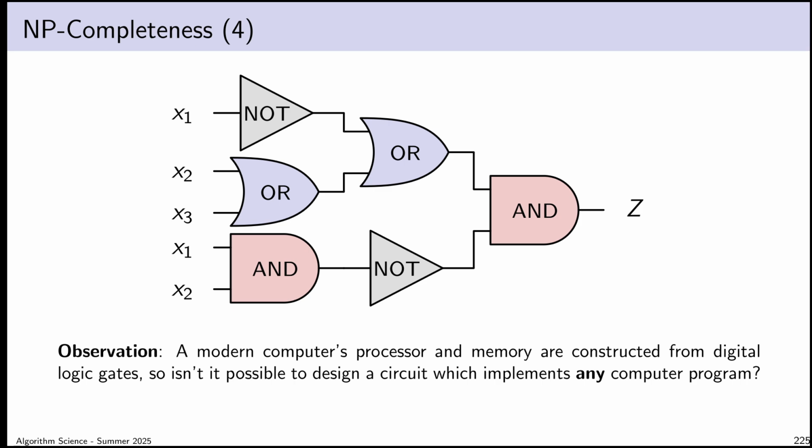But it's certainly true that these days a computer's processor and, in fact, its memory are built out of digital logic gates like these. So wait a minute, if I run a computer program on a computer processor, and the computer processor is built out of logic gates, isn't it true that I could just build a circuit to hard code any computer program? And the answer, as it turns out, is yes. It's really weird to think about that, but the answer is yes.